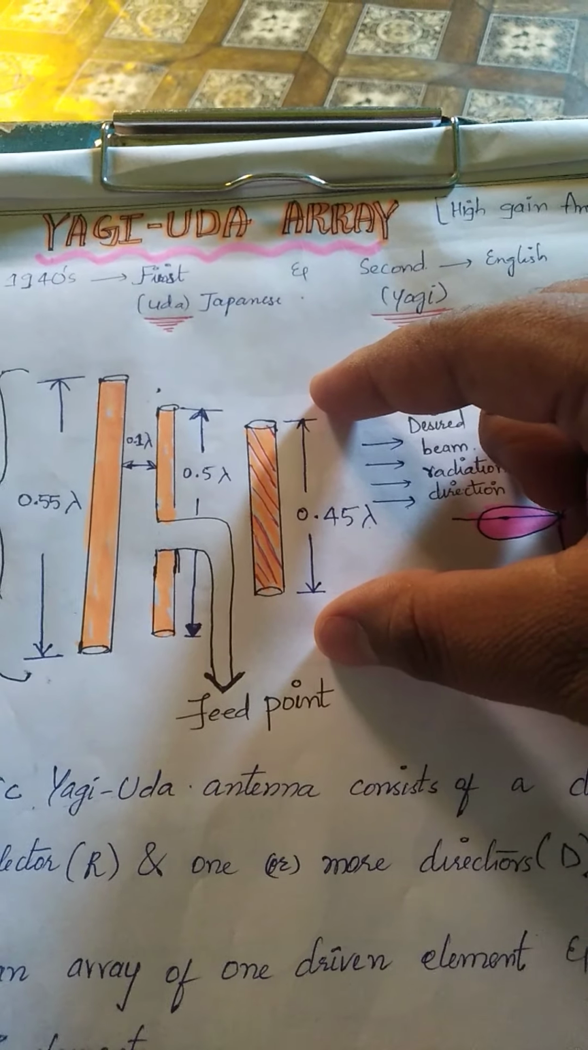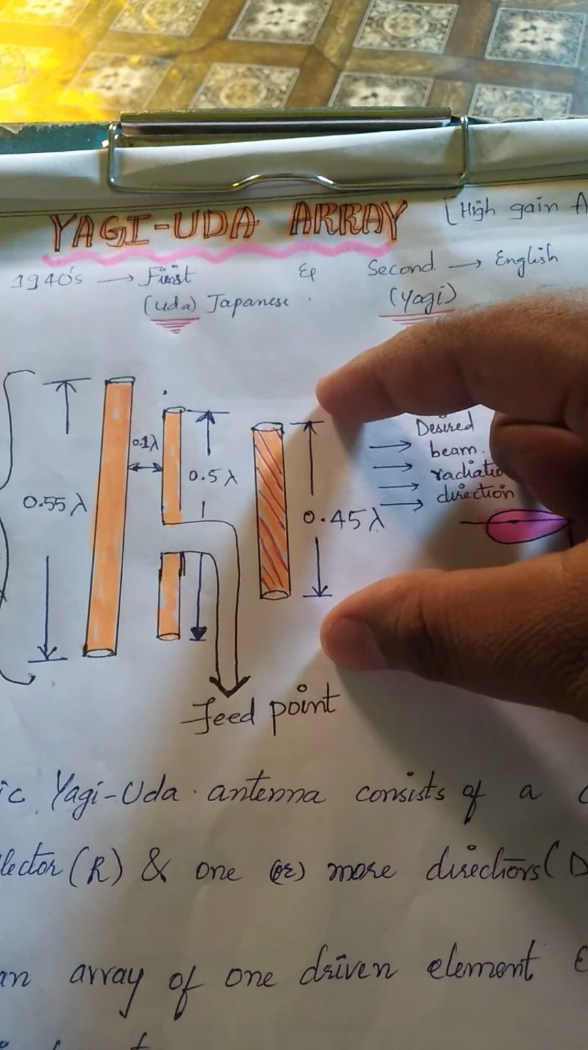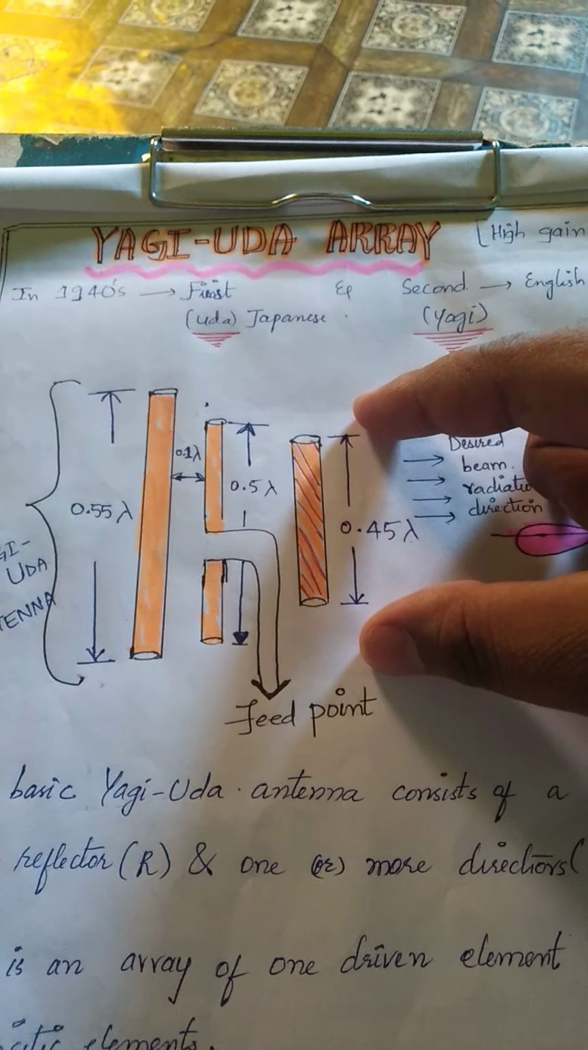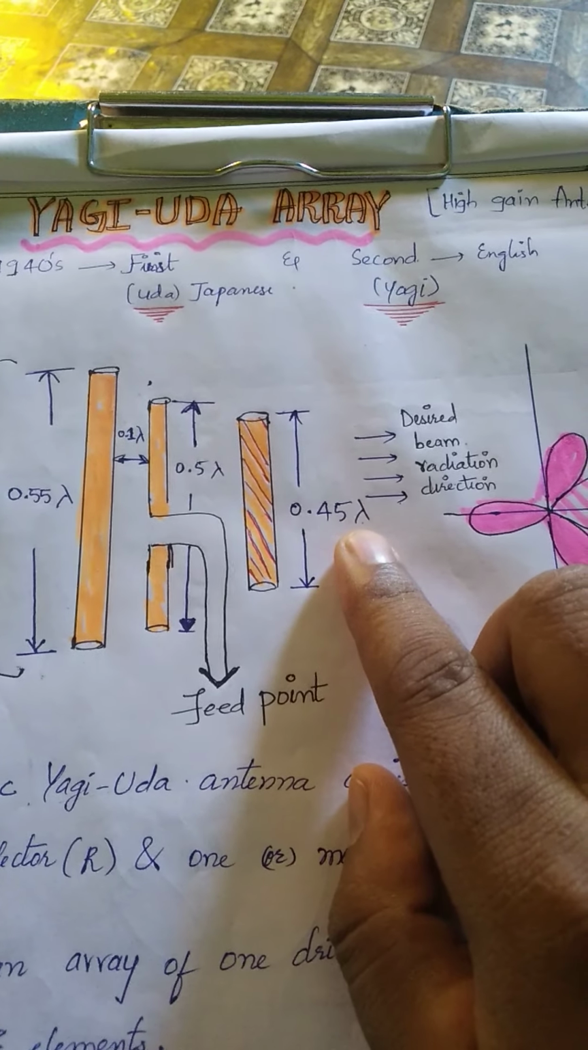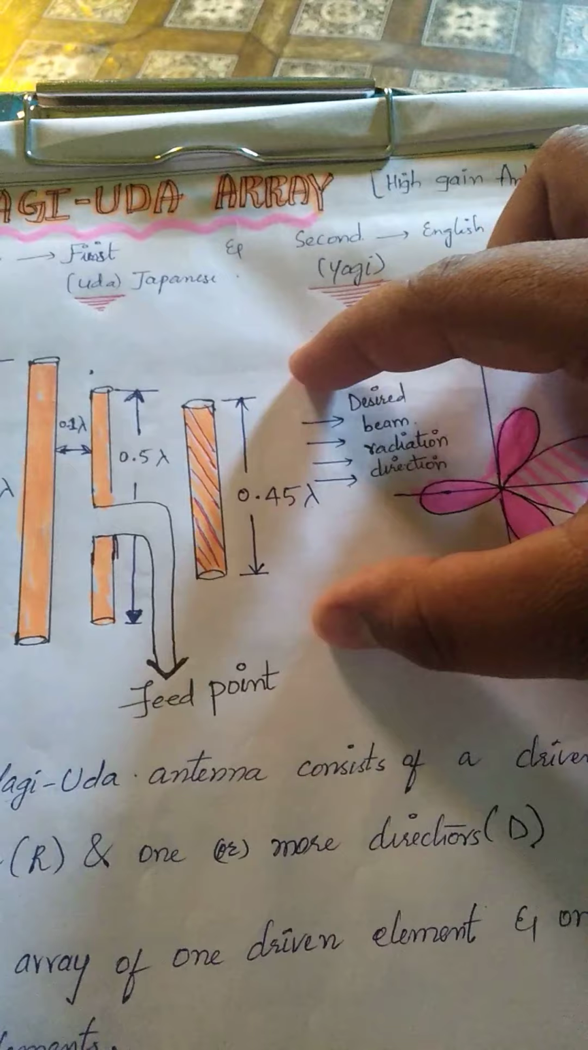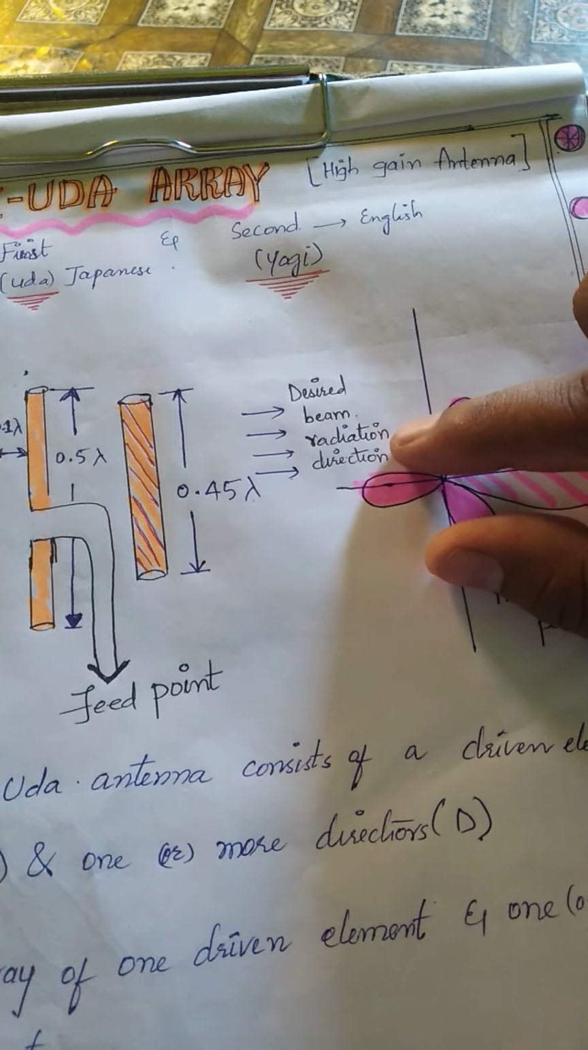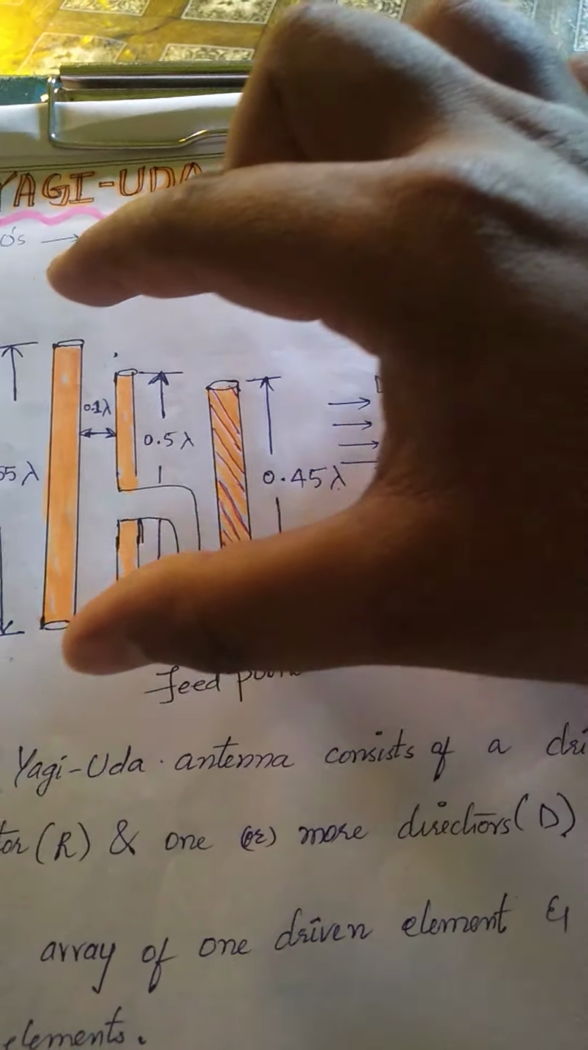It consists of one more. We'll be having the drivers, and one or more directors, and it consists of one reflector of 0.45 lambda. So all elements have the direction of desired radiation. From this direction it is going to work.